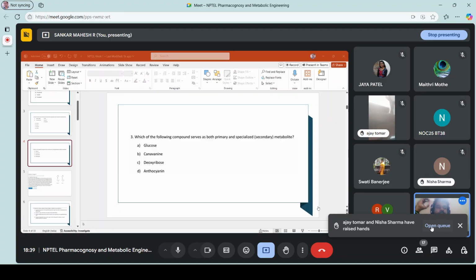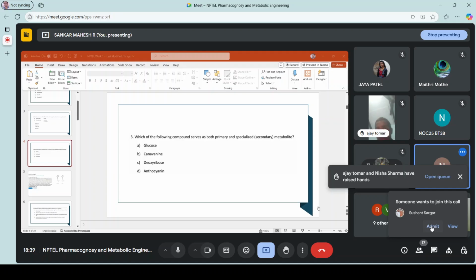Yeah, Nisha. I think it's glucose. It's a carbohydrate. And what about deoxyribose? Is that also familiar? Where is deoxyribose needed?